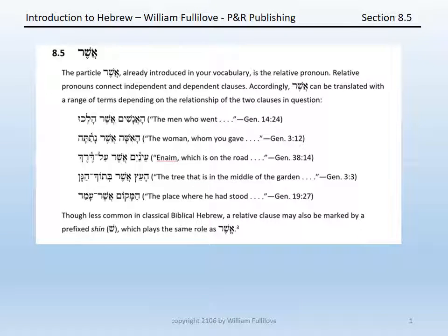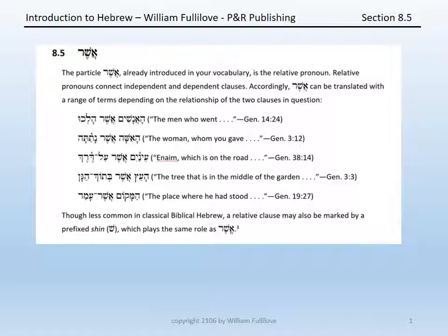Fifth, we return to the particle asher. This particle, which we already introduced in the vocabulary, is what we call the relative pronoun. A relative pronoun is a grammatical particle that connects independent and dependent clauses.